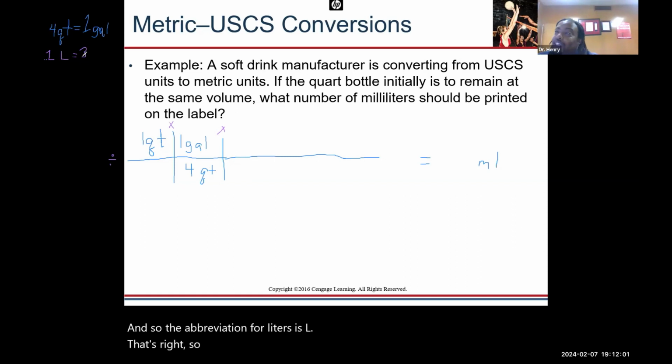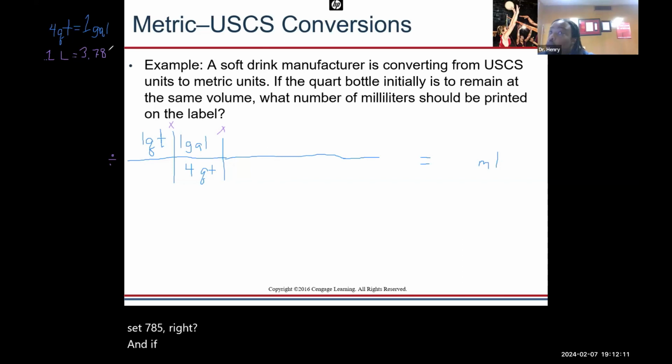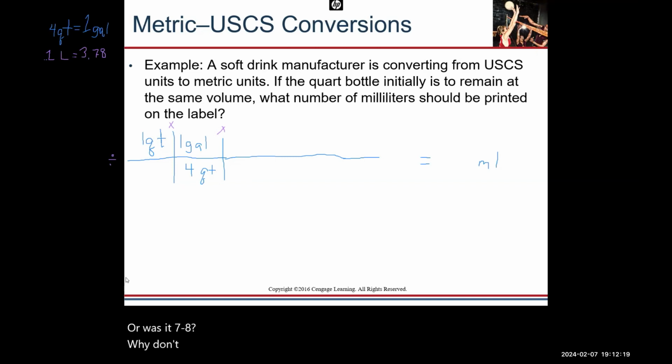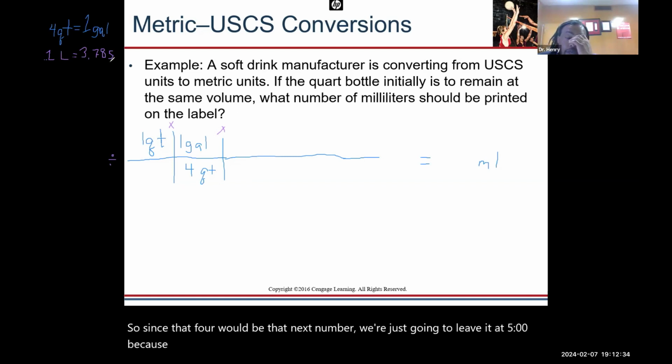So again, we're going to be a little lazy, and so we're going to go 3.785. And if I remember, it's 7854. Is that correct? Or was it 78? It was 3.7854. Okay. Since that 4 would be the next number, we're just going to leave it at 5 because 4 is less than 5. So we're not going to round up, just to make our lives a little bit easier.